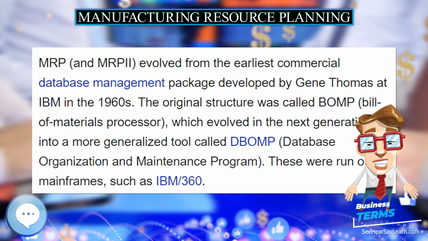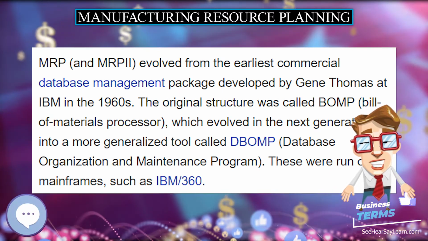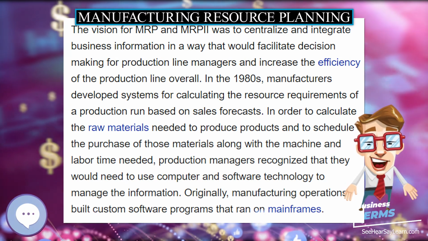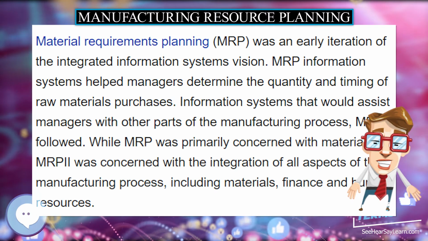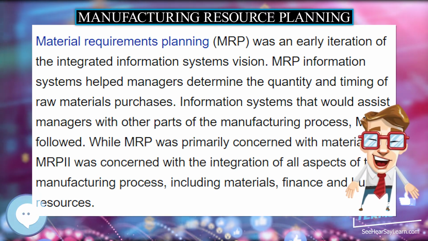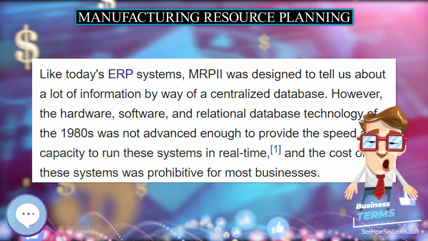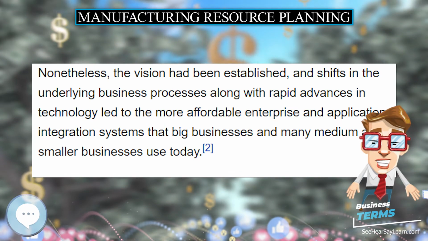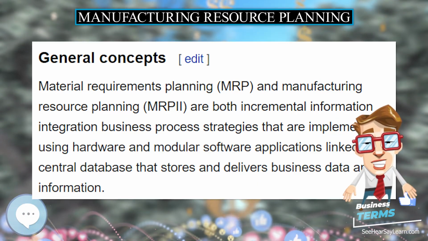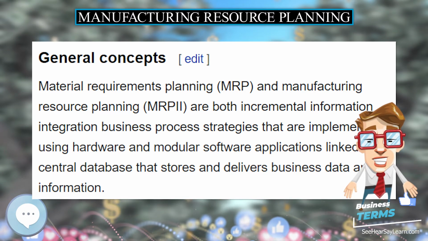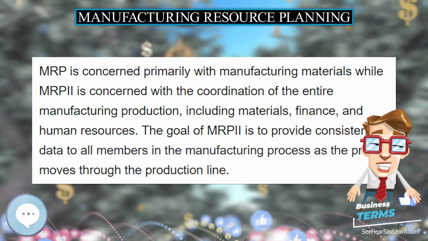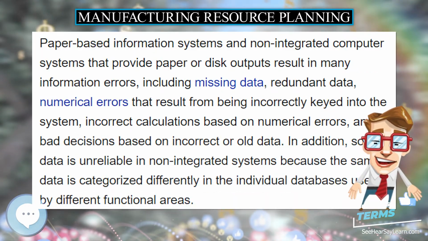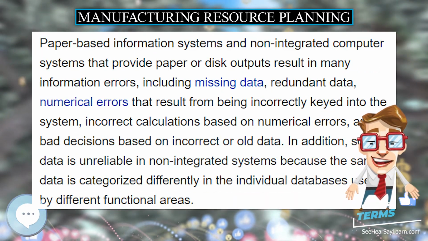Like today's ERP systems, MRP II was designed to tell us a lot of information by way of a centralized database. However, the hardware, software, and relational database technology of the 1980s was not advanced enough to provide the speed and capacity to run these systems in real time, and the cost of these systems was prohibitive for most businesses. Nonetheless, the vision had been established, and shifts in the underlying business processes along with rapid advances in technology led to the more affordable enterprise and application integration systems that big businesses and many medium and smaller businesses use today.